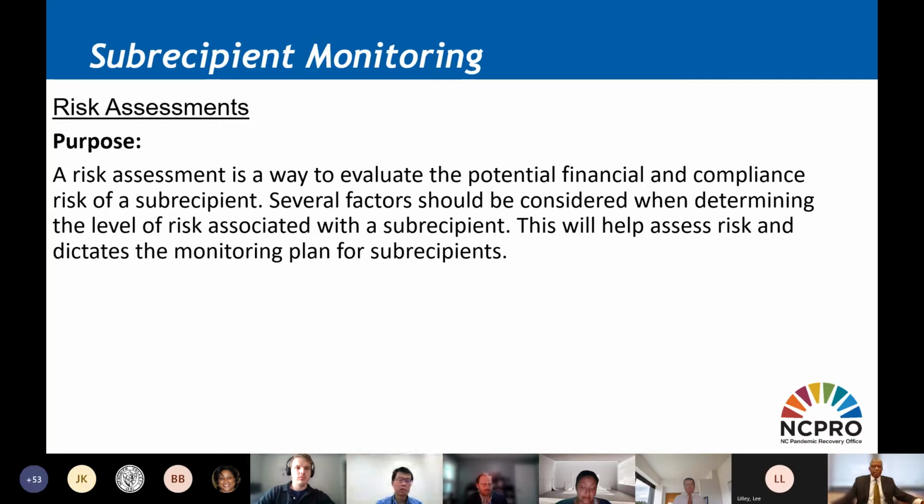A risk assessment is a way to evaluate potential financial and compliance risk of a subrecipient. There are several factors that need to be considered when determining the level of risk of a subrecipient, and these risk assessments help us to understand that, and it dictates the monitoring plans that we establish. So before you can plan to actually do the subrecipient monitoring, the risk assessment is the first and very important step in the process. Next slide.